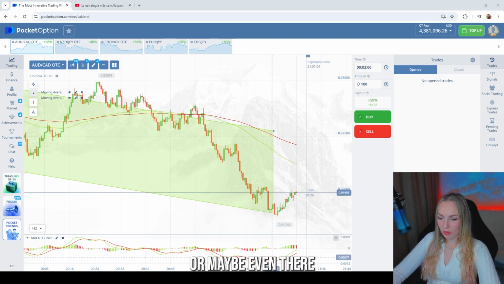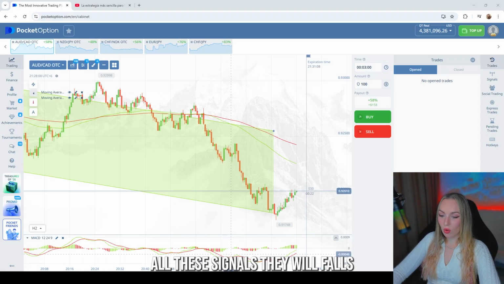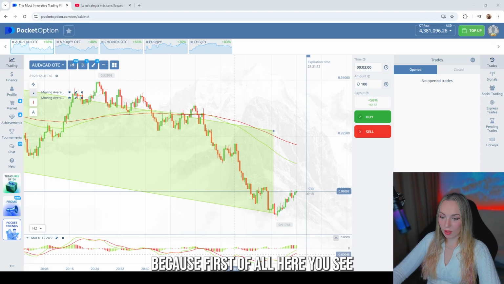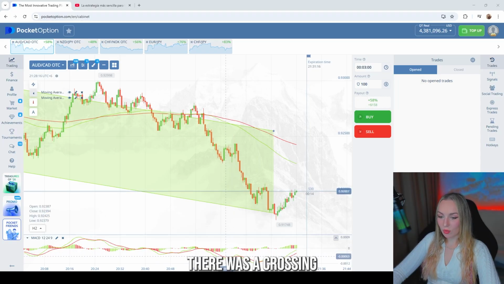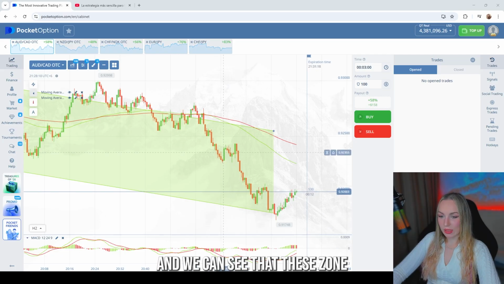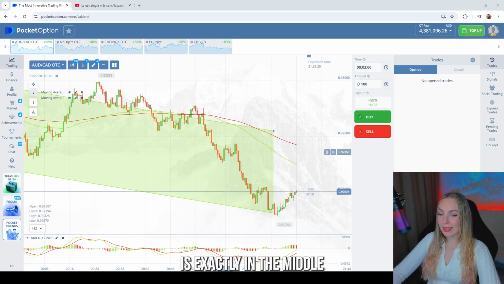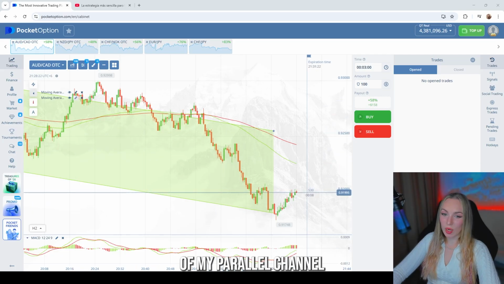Or wait, or maybe even there, I don't remember. I think I opened here. Anyway guys, all these signals, they were false. Why? Because first of all, here you see there was a crossing, and we can see that this zone is exactly in the middle of my parallel channel.